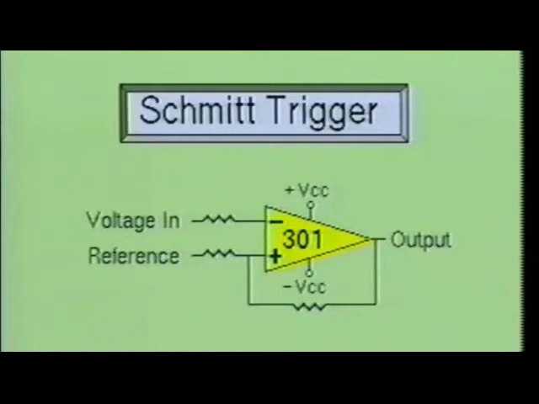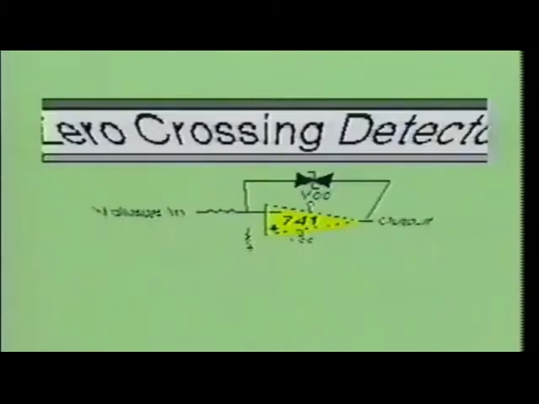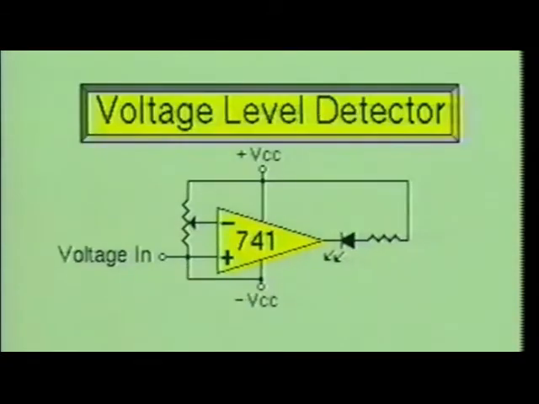Op-amps as comparators are also used in Schmitt trigger circuits to clean up square wave pulses. They are also used as zero crossing detector circuits. This circuit will indicate in which direction the input signal crosses the 0-volt reference line. The op-amp as a comparator can also be used as a voltage level detector to indicate when the input voltage reaches a given reference voltage.